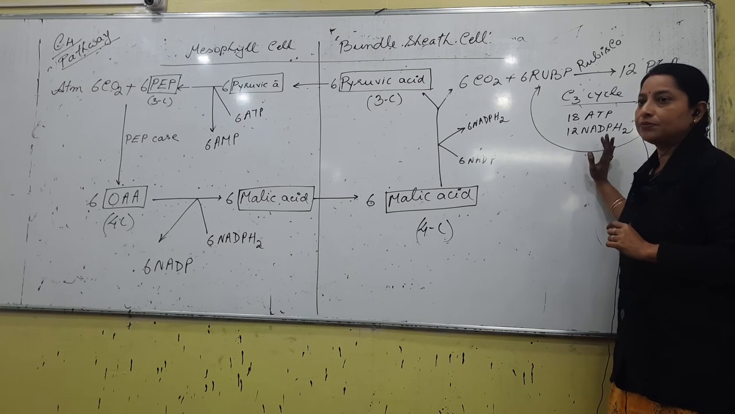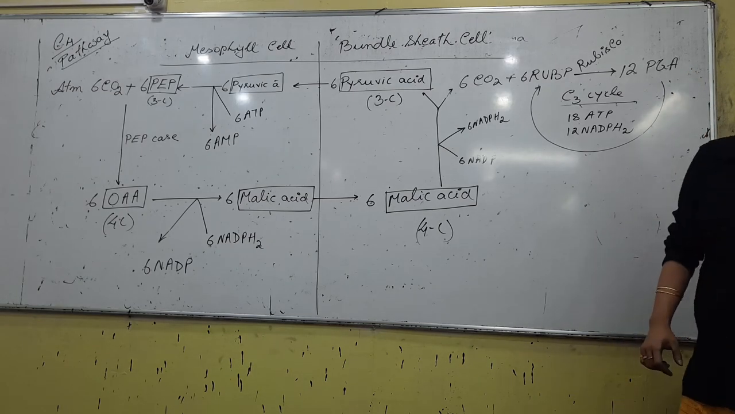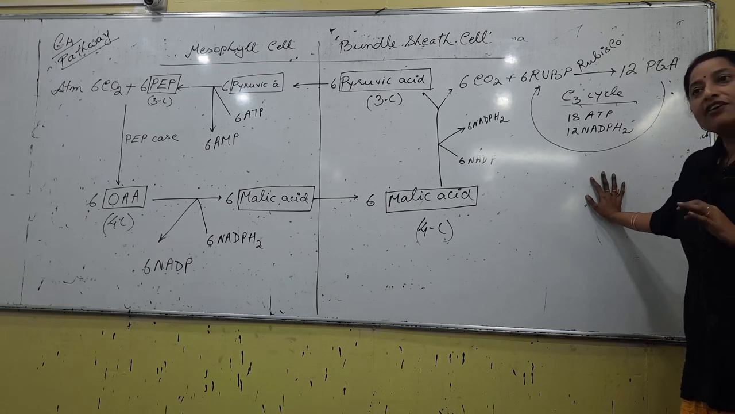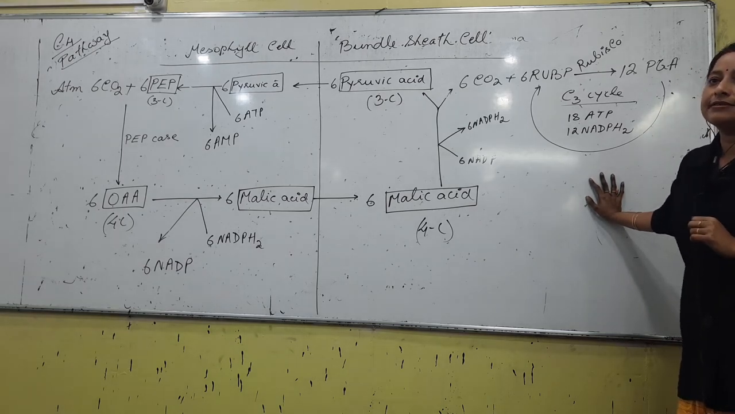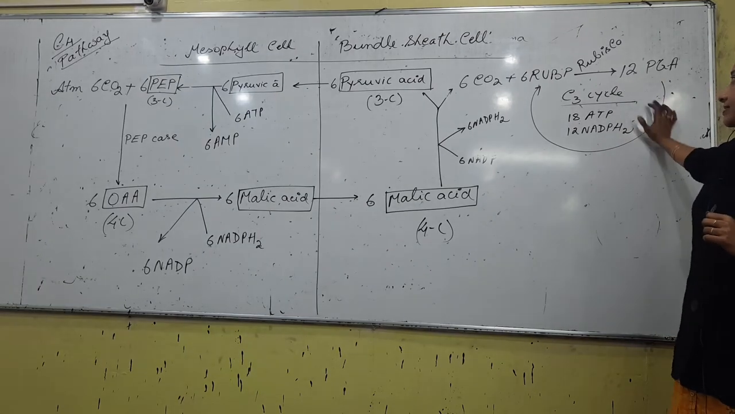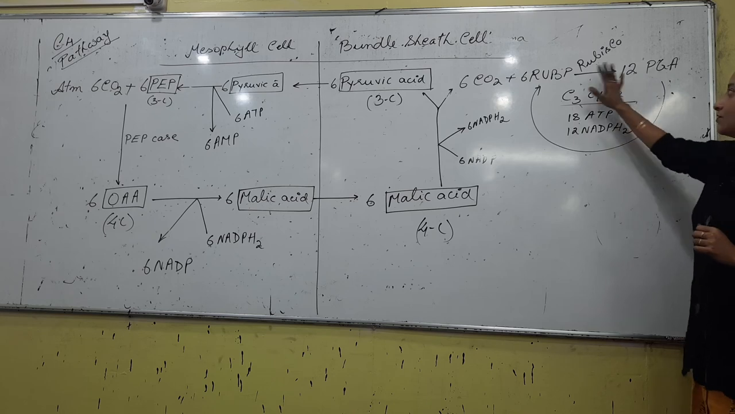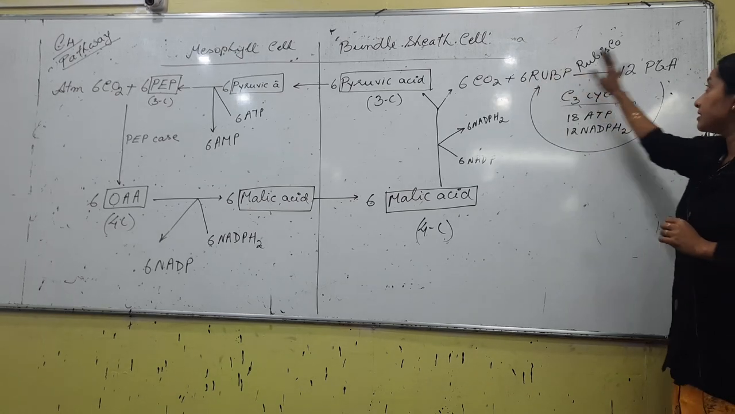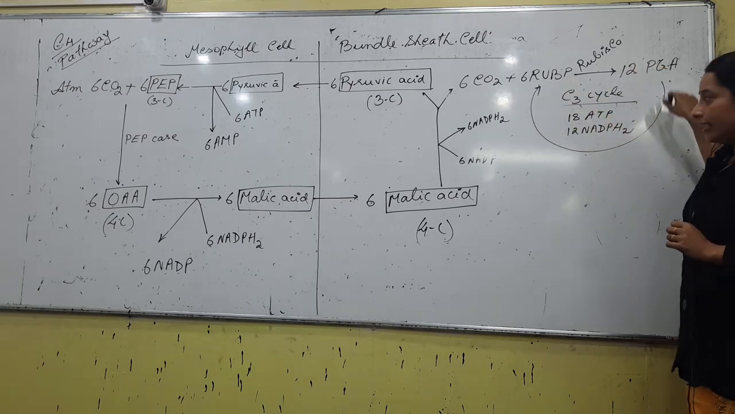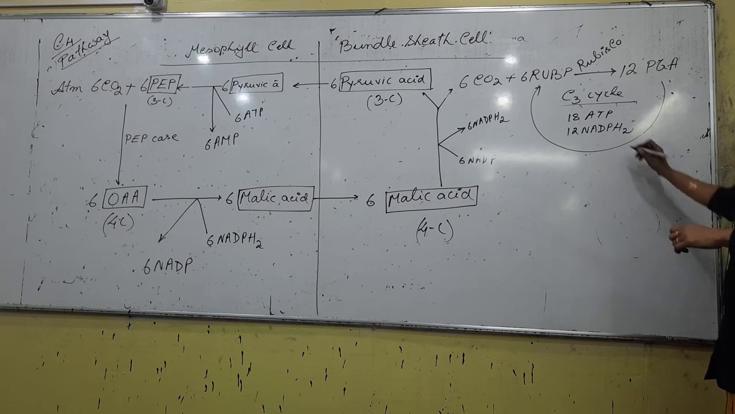Understood, right? So the question is: where is food prepared in C4 plants? In the bundle sheath cell, where RUBP is present in C4 plants. Since we are talking about C4, and C3 we have already discussed, we are not writing it again. In C3, RUBP takes carbon dioxide and forms phosphoglyceric acid. In this process what do we form? Glucose.